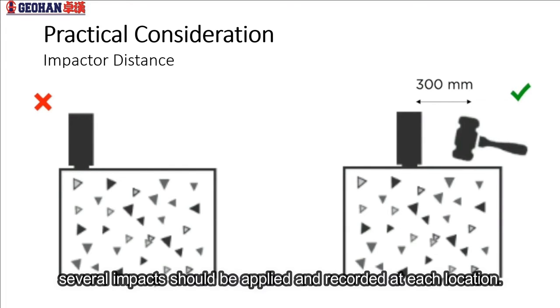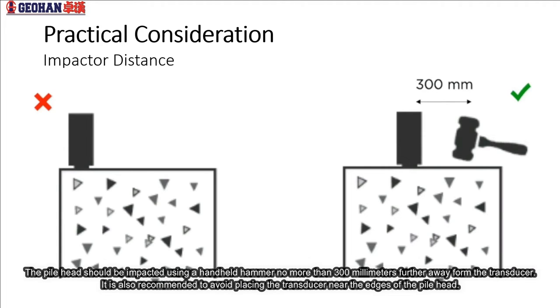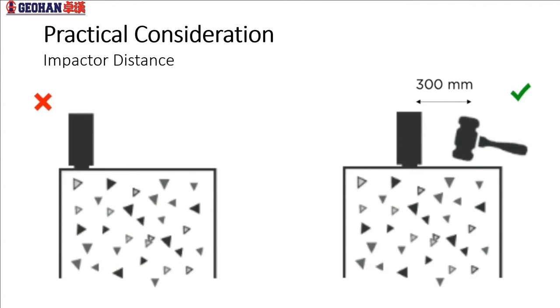Several impacts should be applied and recorded at each location. The pile head should be impacted using a handle hammer no more than 300 mm further away from the transducer. It is also recommended to avoid placing the transducer near the edges of the pile head.